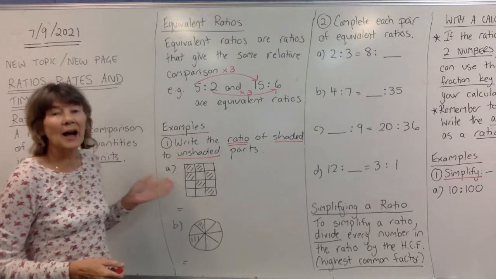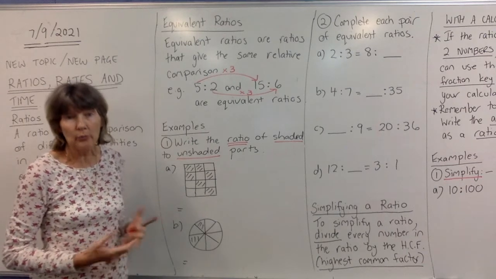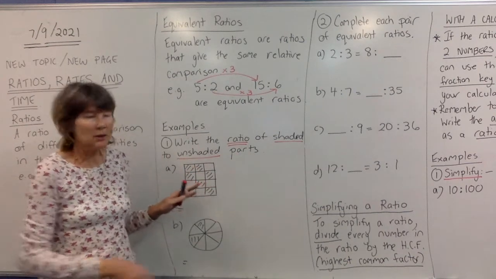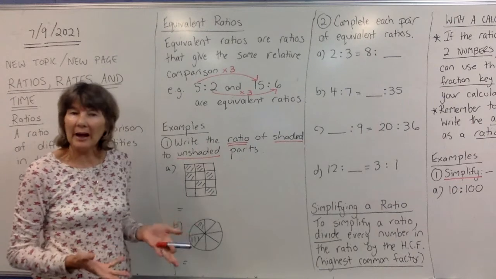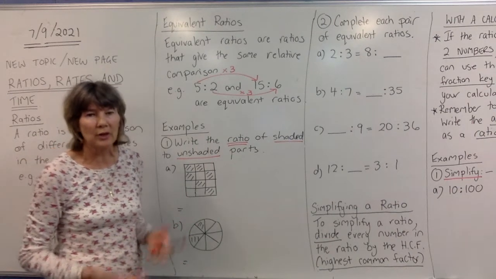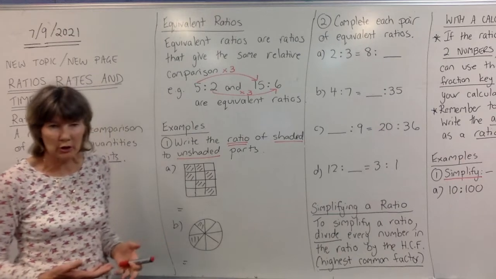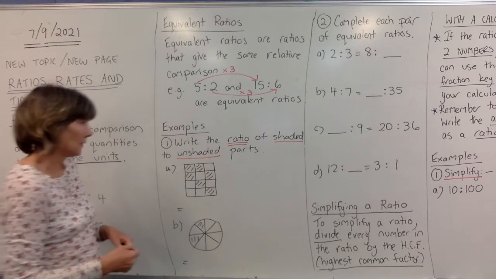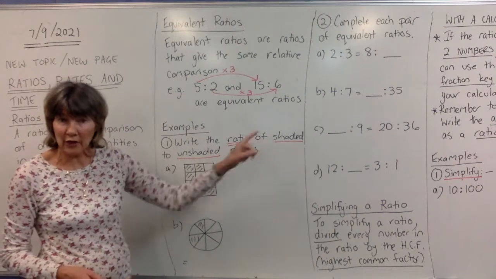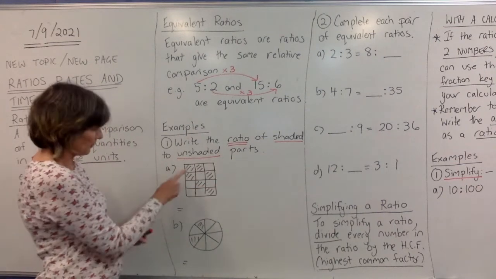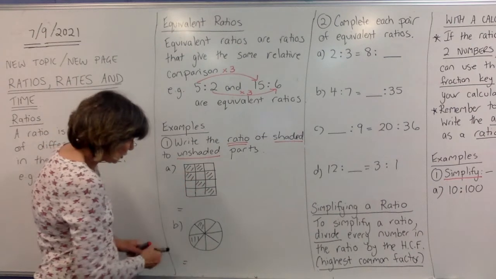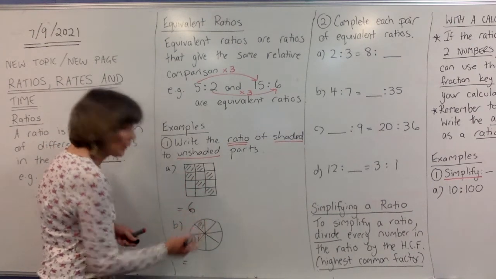Alright, now to look at a few examples. This first question asks you to write the ratio of the shaded to the unshaded parts. Make sure you underline what they're asking for. It's really important because you can accidentally do the wrong things if you're not really paying attention to the question or the words in the question. So if we look at this diagram here, the shaded parts, the first thing they say, let's count them. 1, 2, 3, 4, 5, 6. So we have 6 shaded parts. So we write a 6 down.